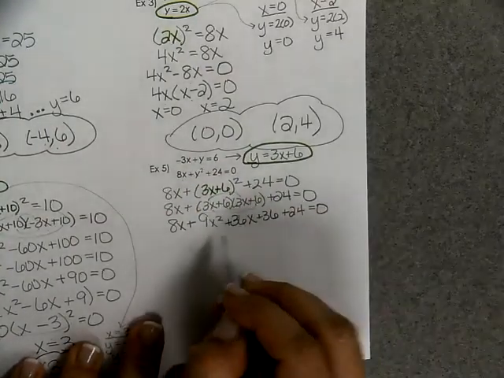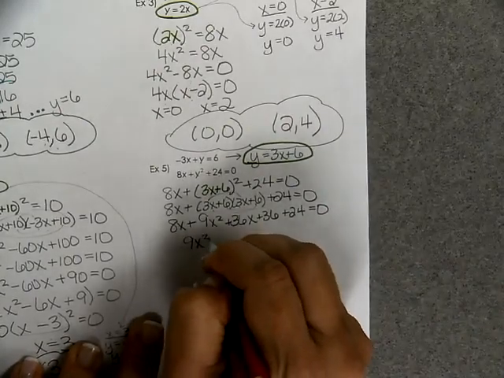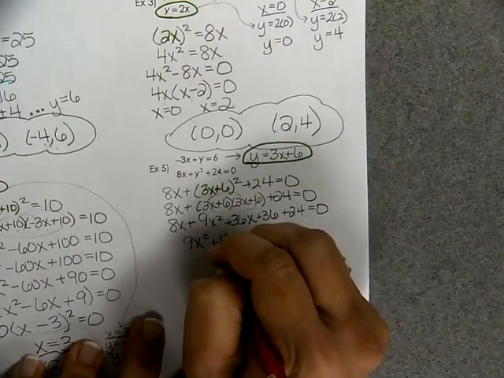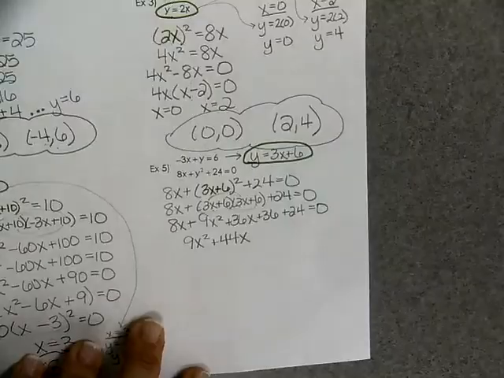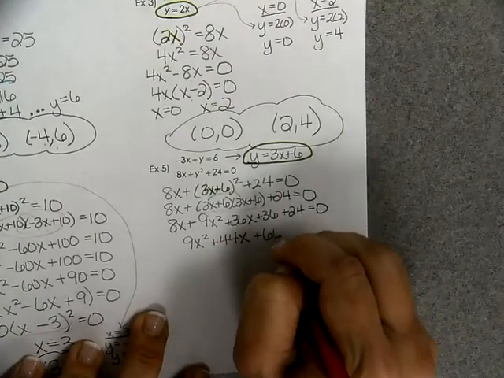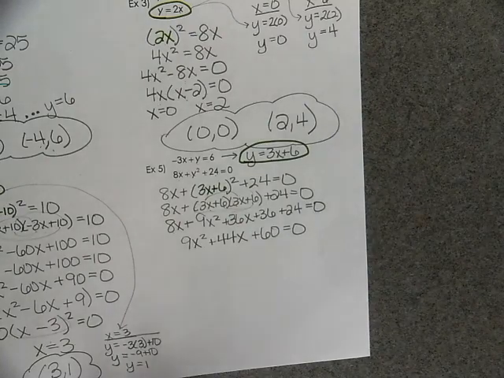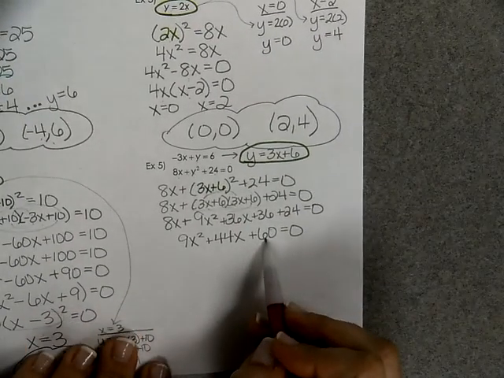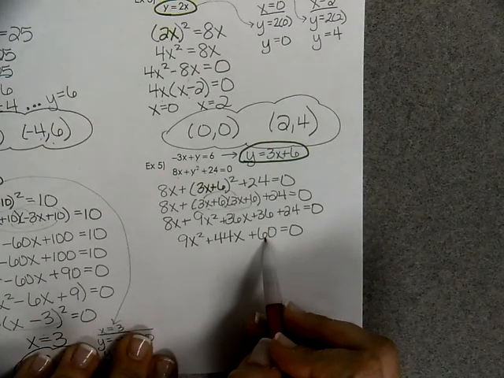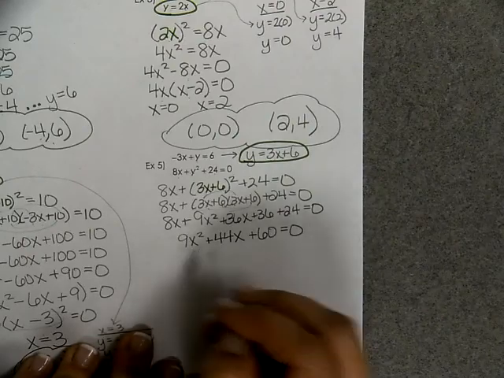So let's combine like terms. So the only x squared term is 9x squared. I have 8x and 36x. That gives me 44x. And then 36 and 24 gives me 60. Okay. So I look at this. Not sure if I can factor. So let's see. We could try.